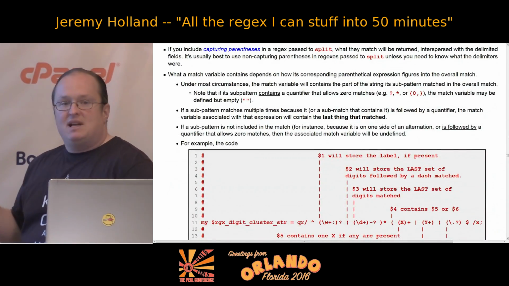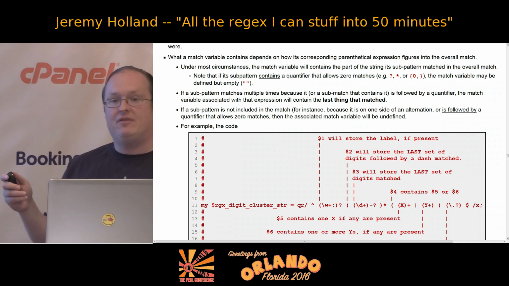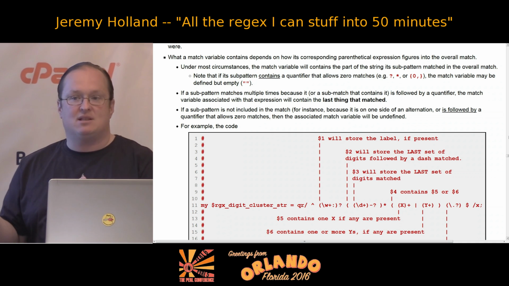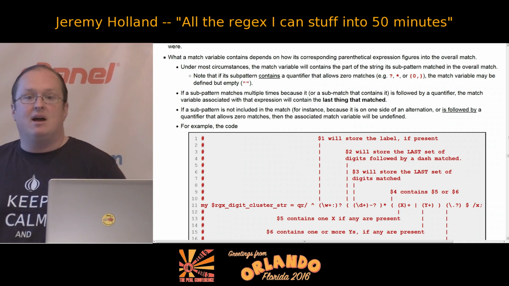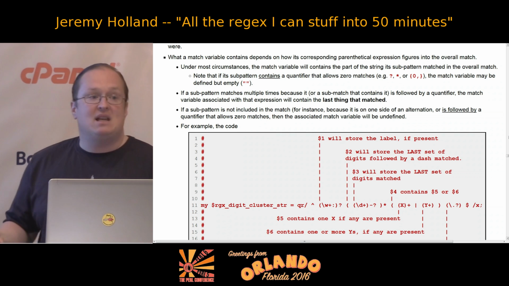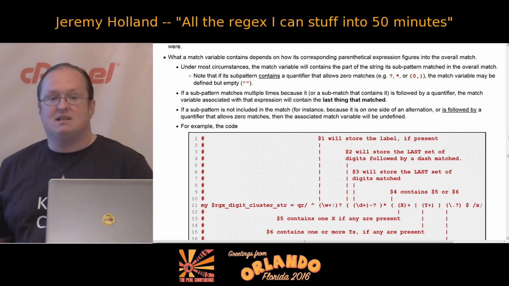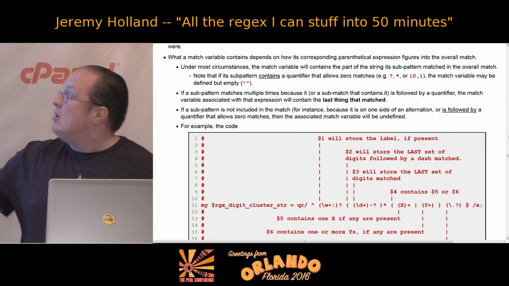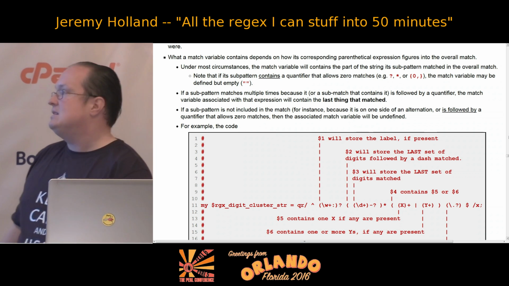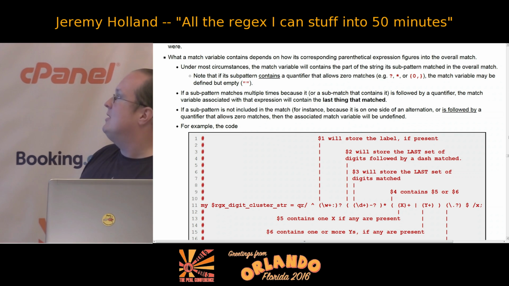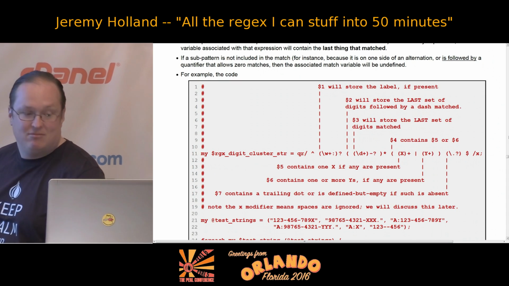Which match variable contains what depends on whether they were used in the match. So if the thing inside the parenthesis could match 0 characters, and that's how it turns out, it will end up empty. If it's not used in the match at all, because, for instance, it's on the wrong side of an alternation, it will be undefined when you're done. And I have this horrendous example here, which you can peruse at your leisure, if that's how you spend your leisure time.